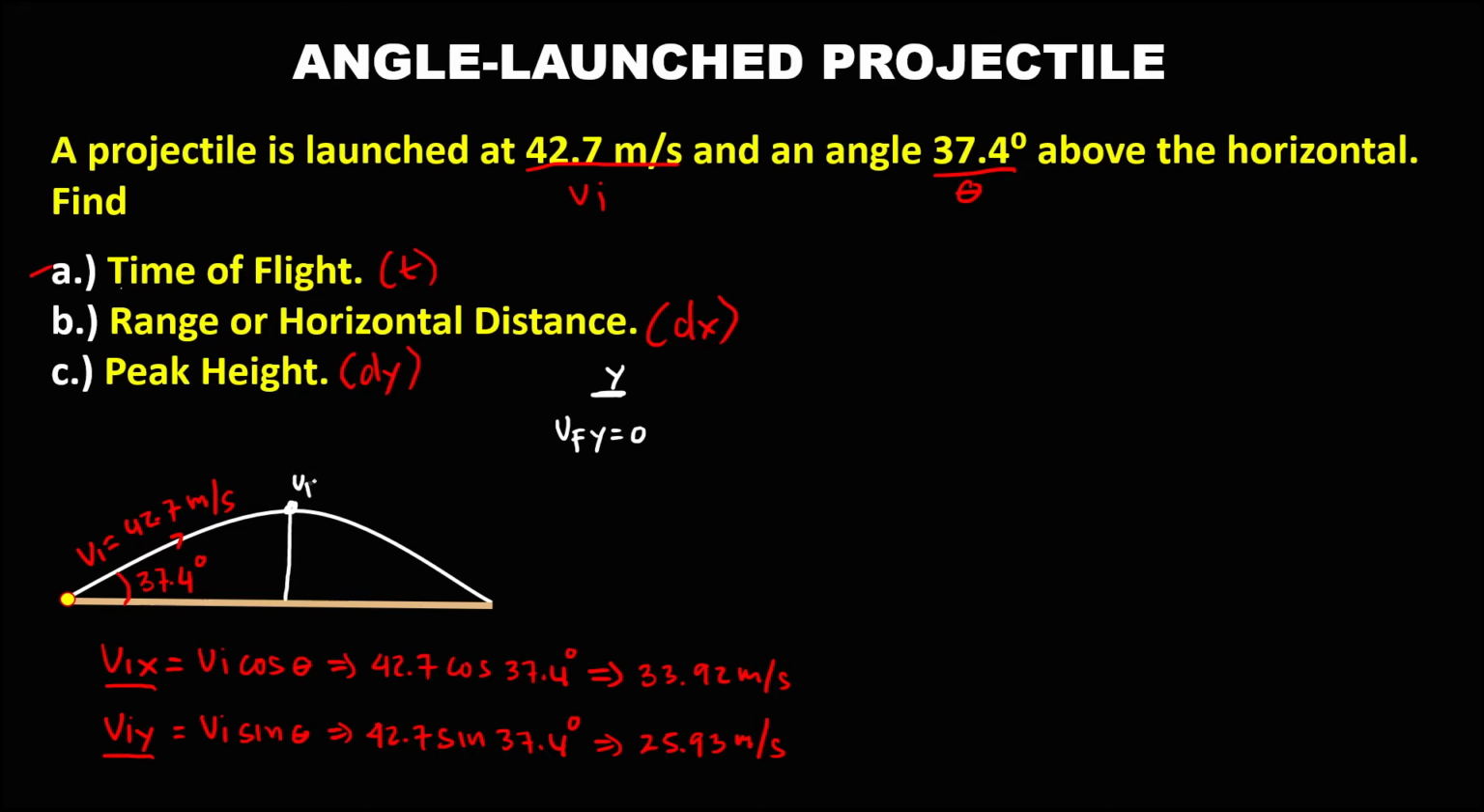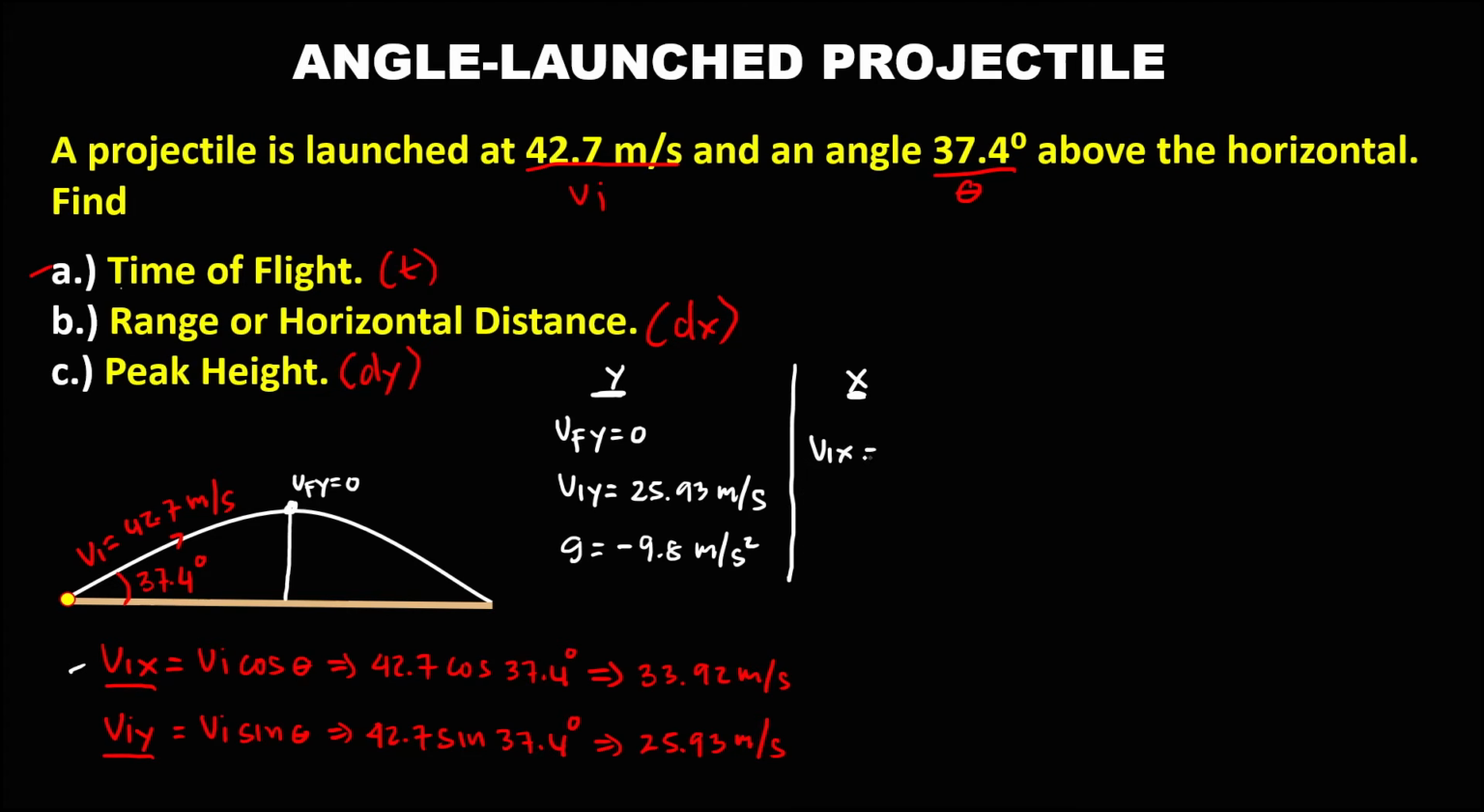So this final velocity is 0. And also the initial velocity for y, that's 25.93 meters per second. And also the gravity for y, this is constant, negative 9.8 meters per second squared. So these are the givens for y.